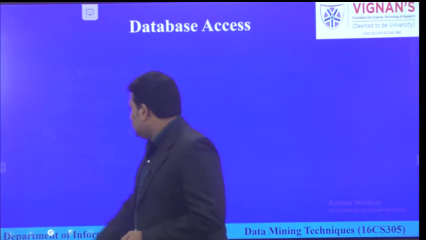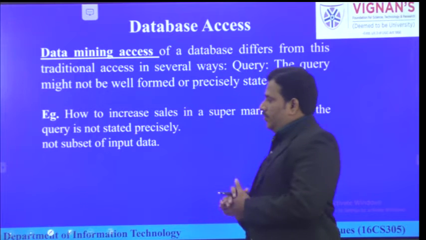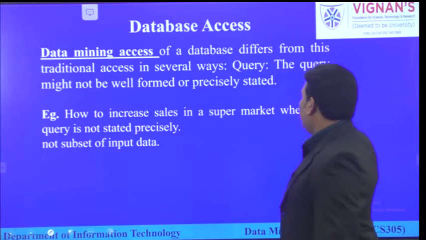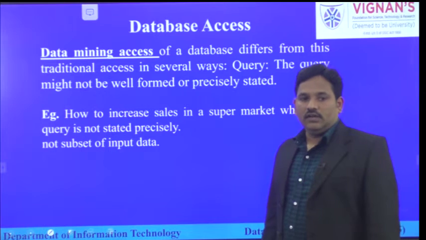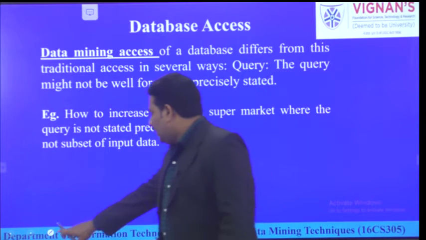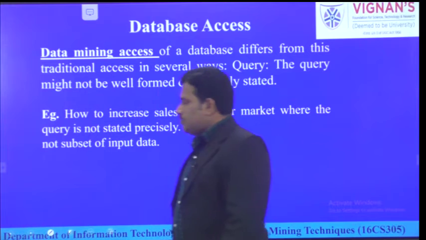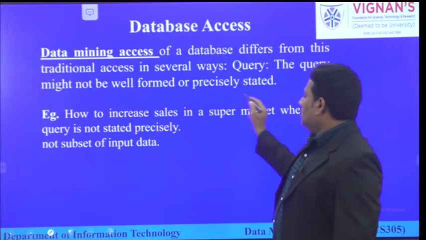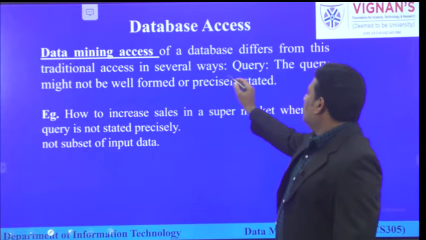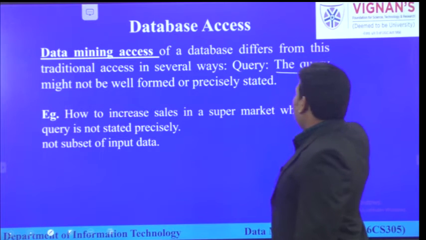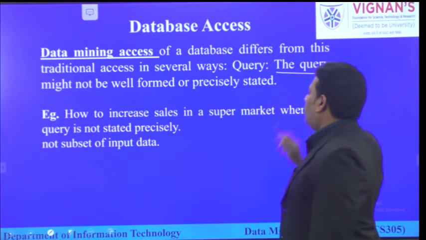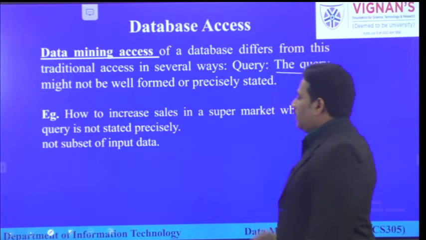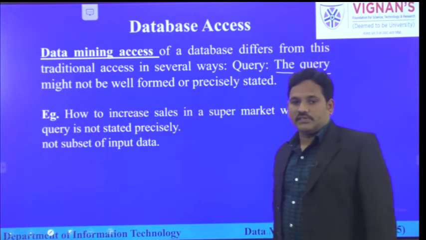Now we'll see how this is going to be used in the data mining approach. That means data mining access of a database differs from this traditional access. So in traditional databases, we are using only a query-oriented approach, whereas in this, look here. The query might not be well formed or precisely stated. Example: how to increase sales in a supermarket, where the query is not stated precisely.